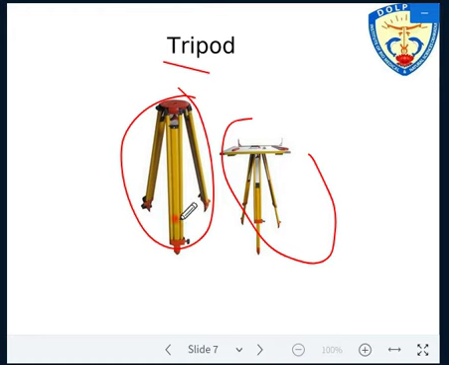It has three feet and three foot screws, and all these are used for leveling the plane table. Leveling the plane table, that is the tripod's job. Fine. The image shows one made of metal, but you may also find some tripods made of wood. Whatever the material is, that is a different issue, but the features will be the same, right?